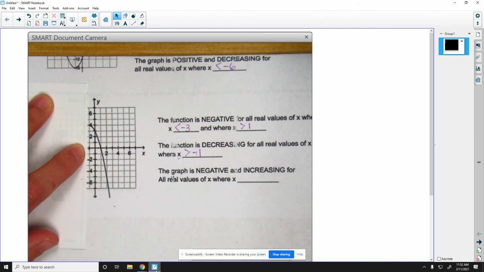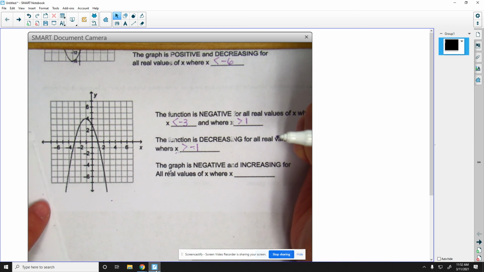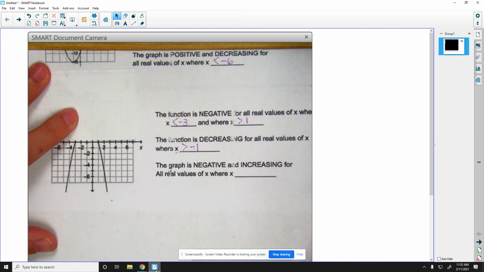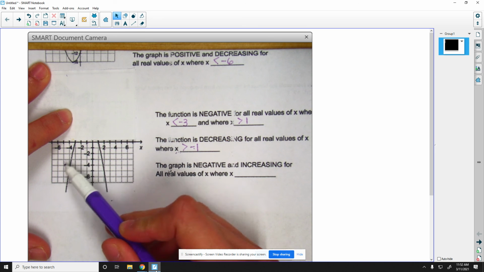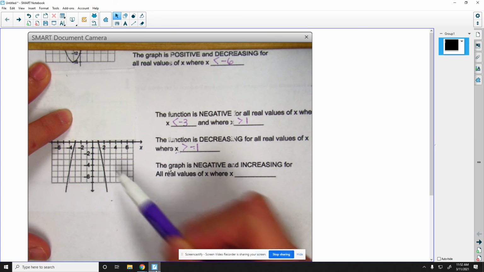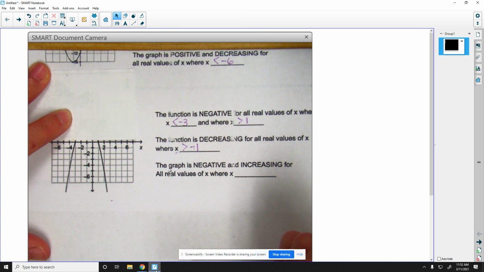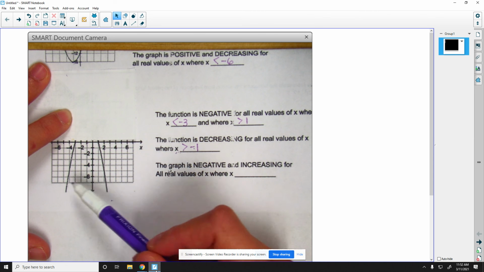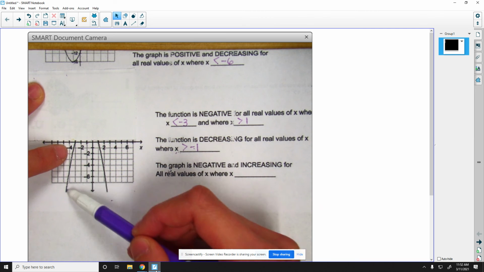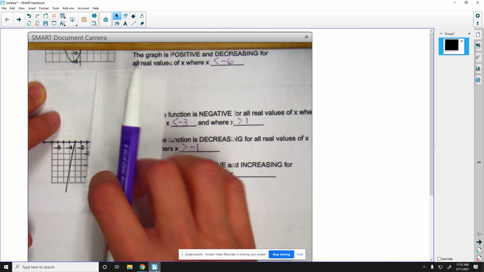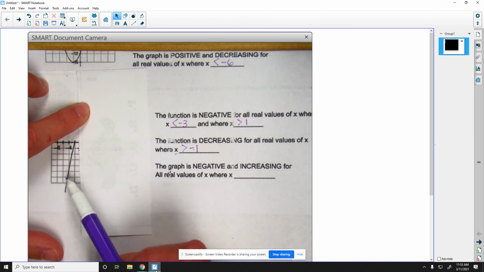All right, last one. The graph is negative. Negative is this area, and increasing. If it's increasing, is it this quadrant on the left or this quadrant on the right? Which part is increasing? Jaden? Yeah, so this is negative and increasing. This is negative and decreasing. So I'm going to cover that up. Okay, so this is what I'm looking at.